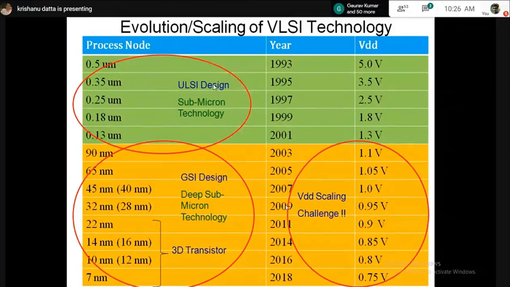In the green zone, if you see carefully, L gate is above 0.1 micrometer. Anything with L gate above 0.1 micrometer we call green zone, which is called submicron technology. Anything below 0.1 micrometer L gate, we say yellow zone, which is deep submicron technology. That is the definition. Submicron means L gate above 0.1 micron, deep submicron means L gate below 0.1 micron. When we go below 0.1 micron, we are actually changing the unit to nanometer.